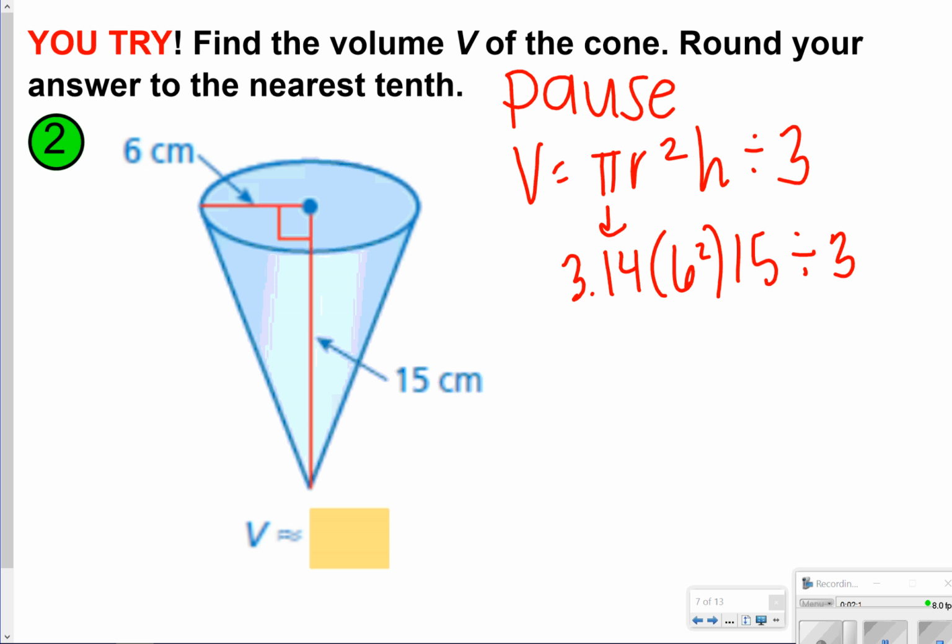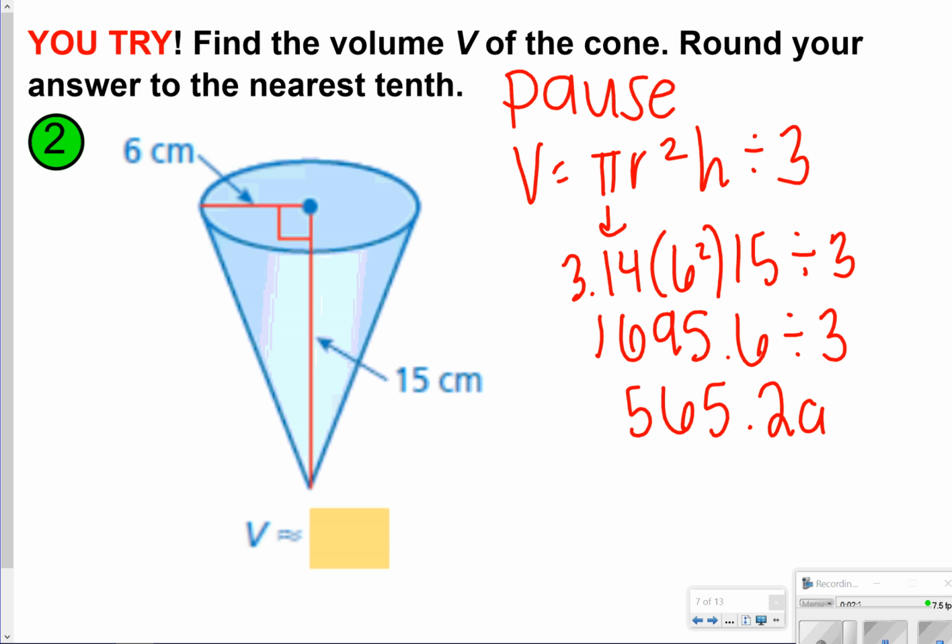When you do 3.14 times 6 times 6 times 15, you're going to get a larger number, 1,695.6, and then we're just going to divide that by 3, and we'll get 565.2 centimeters cubed.